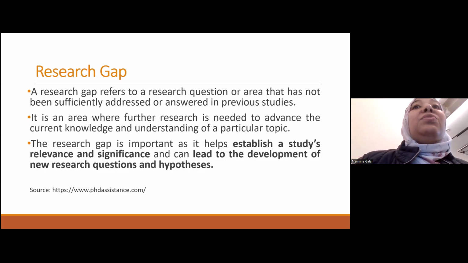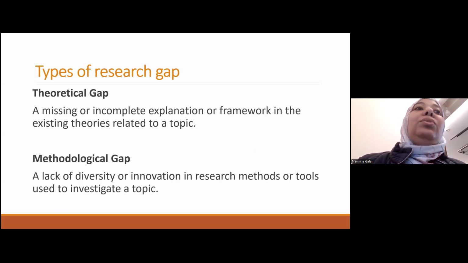The research gap is very important because it sets the relevance and the significance of the study. How does your study, how does your work contribute to the body of knowledge, which leads to development of new research questions and opens further gates for further studies later on? Okay, so against this, we need to understand that the research gap can come in different types.